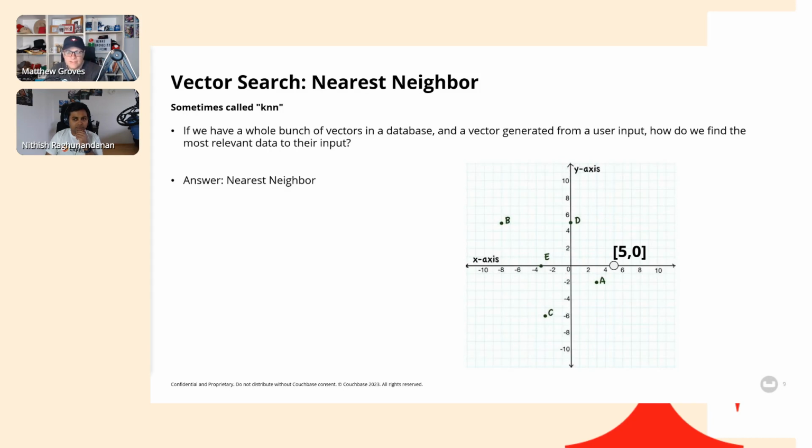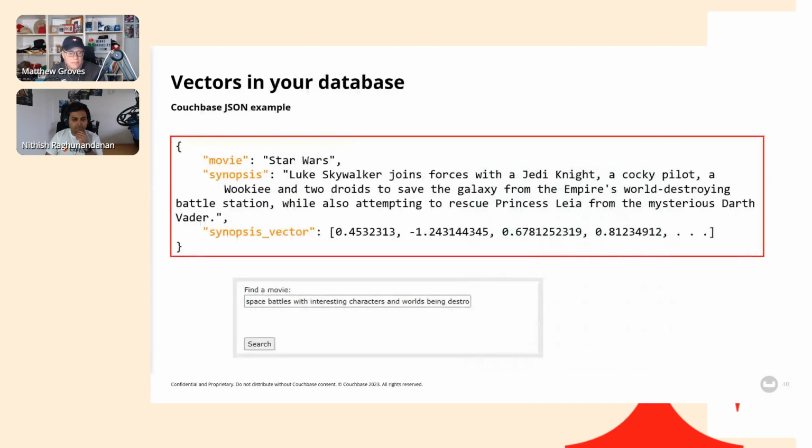And so again, let's expand this to 1,536 dimensions, and we can find semantically similar data based on user input. So storing a vector in your database, like this JSON example here in Couchbase, the flexibility of JSON to store and evolve values together is great for this and great for AI in general.